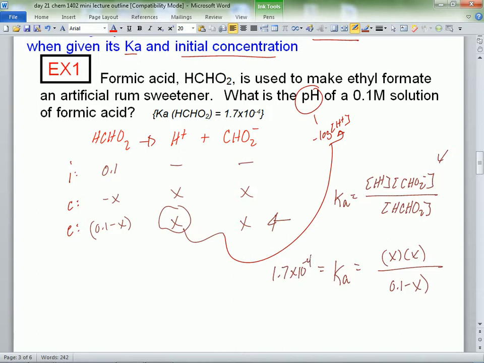Okay. Now, there's going to be something that you're really going to like. It doesn't look like you're going to like this, but I'm telling you, you're going to like this. First let's see if you remember how to do this the hard way. We had to bring the 0.1 minus X up there with the 1.7 times 10 to the negative 4. Then we multiplied everything through. We ended up using the what expression? Quadratic formula, right? So it got really ugly really fast.